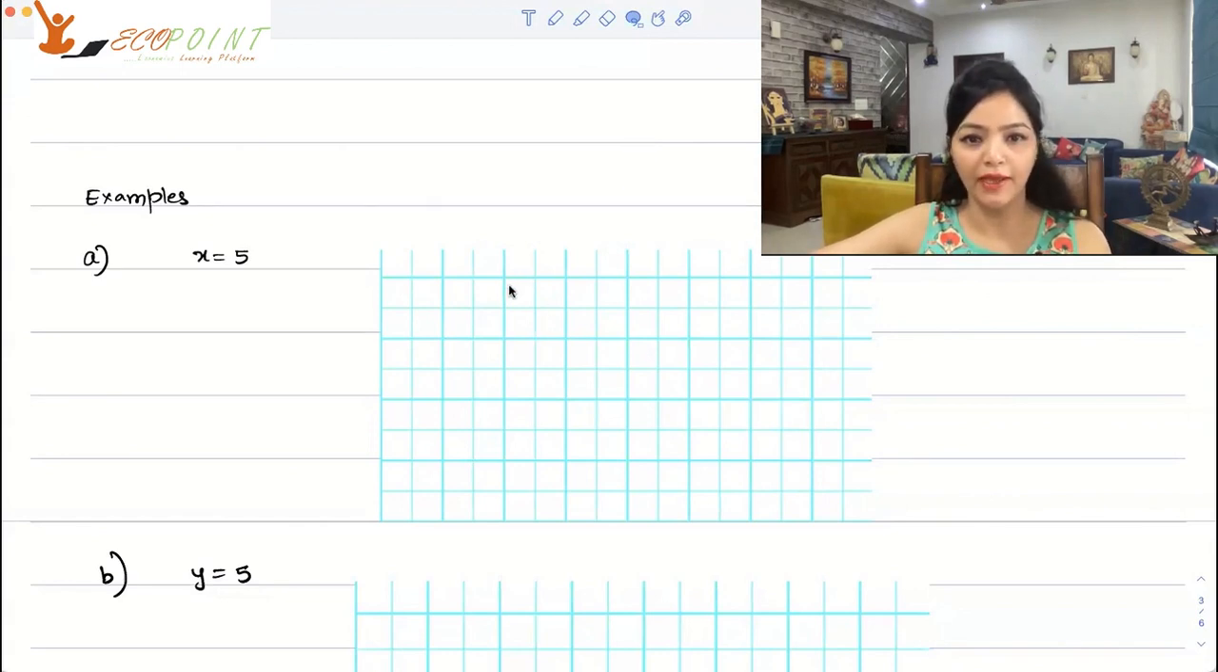Let's take some examples to understand graphing properly. So suppose we have the function x equals 5. It's a constant value that x is taking.